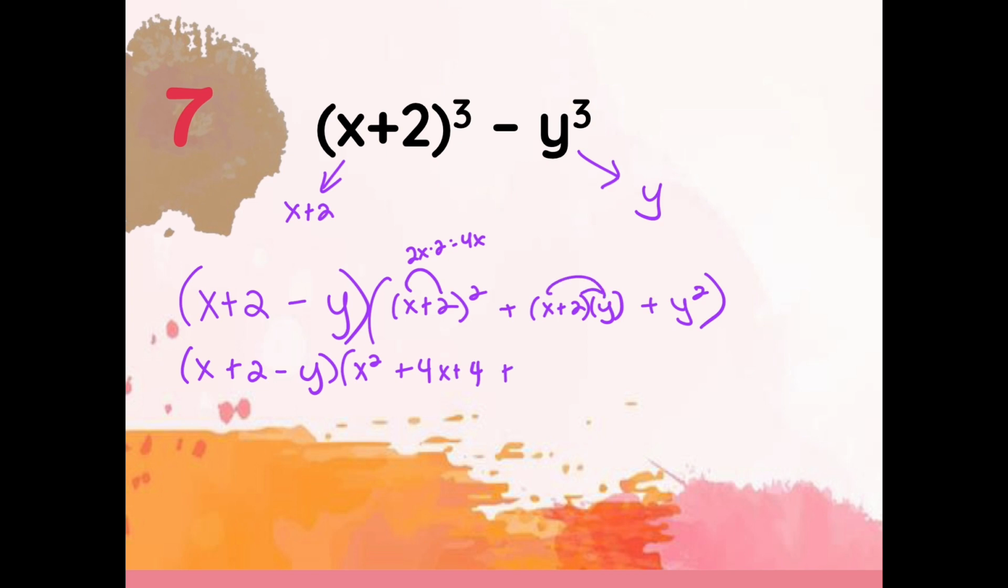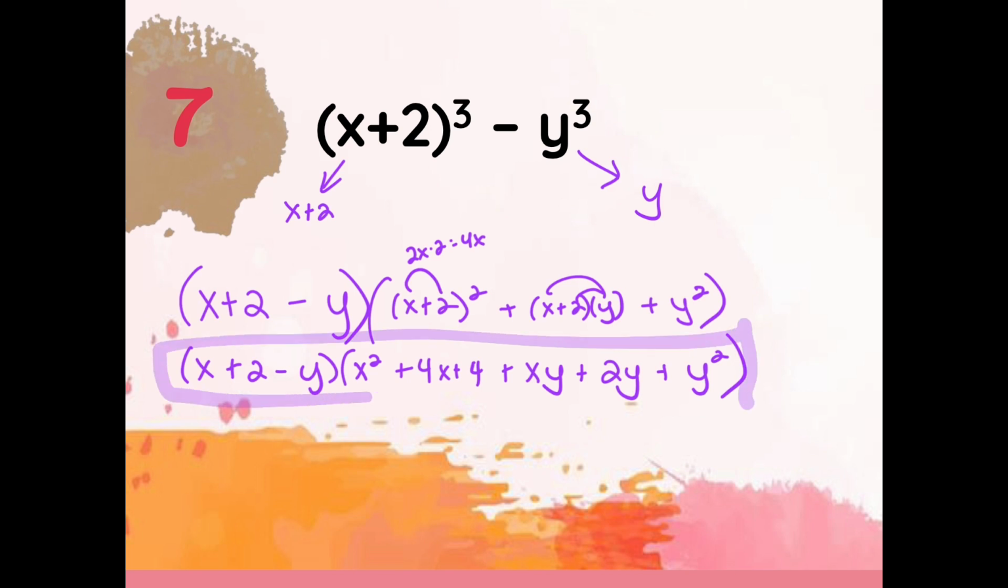Then I FOIL this out. Or not FOIL, distribute. And then I want to see, is there anything in there I can combine? I've got an x squared, but not another one. I've got a 4x, but not another, just x. I've got a 4, nothing else. xy, not another xy, just y, and just y squared. So that is a lot of numbers, but that is as simple as it gets.